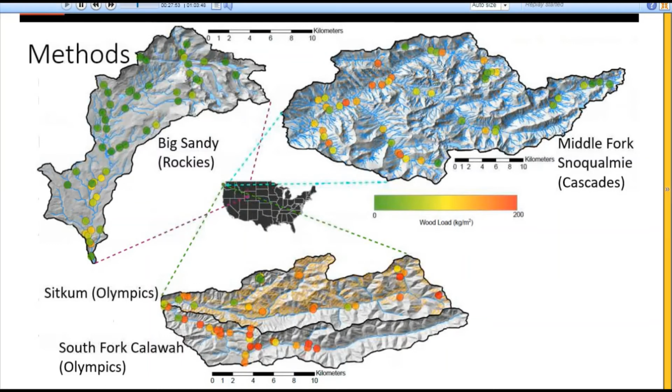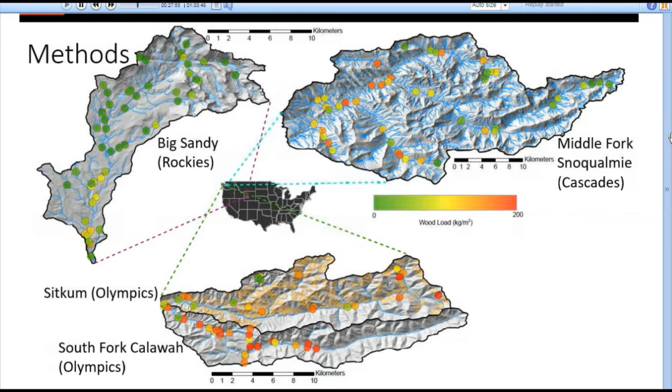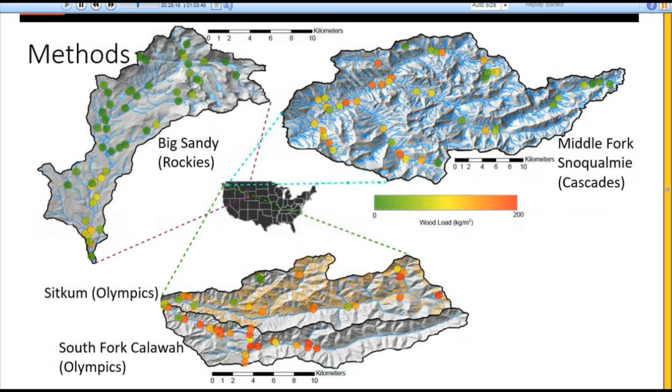So these are 4 basins across the western U.S. I'll start up here with the Big Sandy. This is a basin in the Rockies in the Wind River Range. It's semi-arid, it's very dry, the forests are sparse. That lies in stark contrast to the Middle Fork Snoqualmie River here near Seattle. This is in the Cascades. It's very wet, much denser, sort of temperate rainforest. Then I also worked on 2 basins out on the Olympic Peninsula, the Sitcum and the South Fork Calawah. Again, very wet, very dense forests.